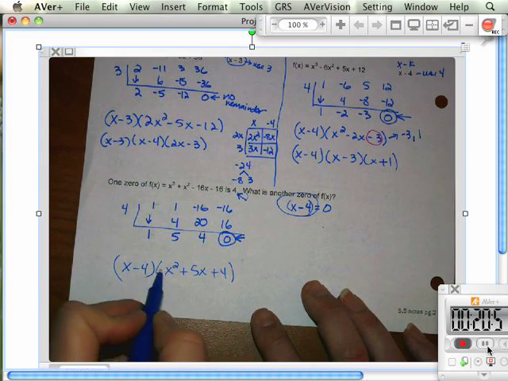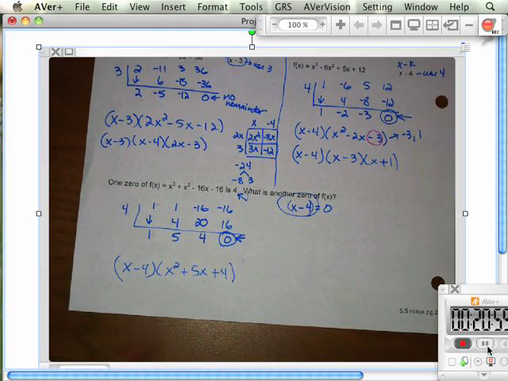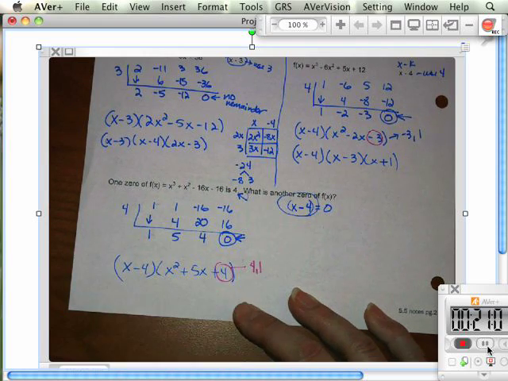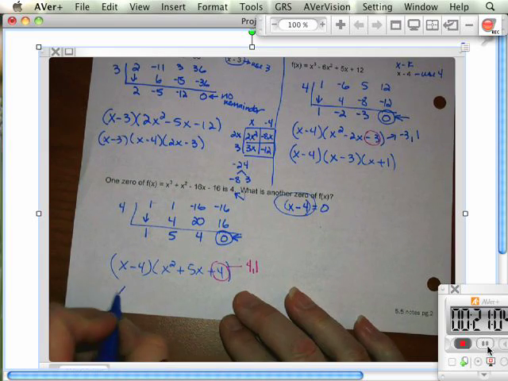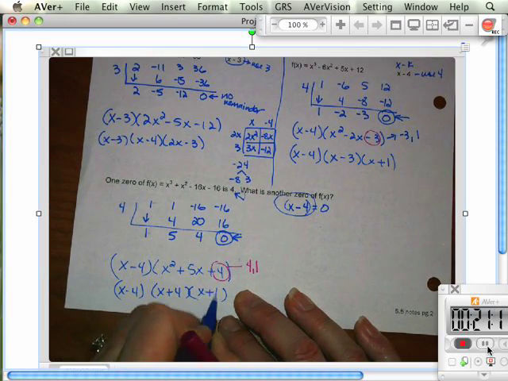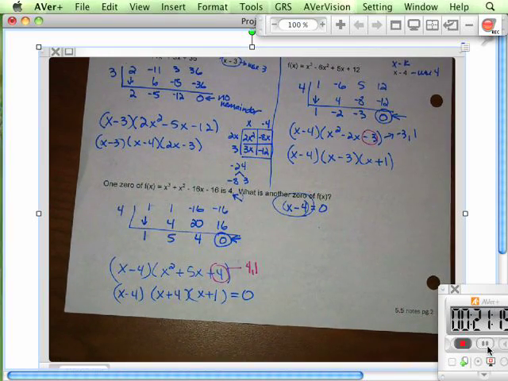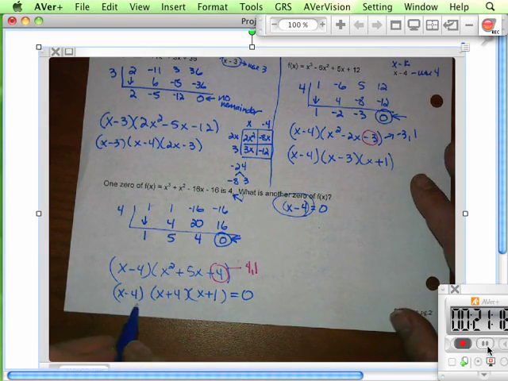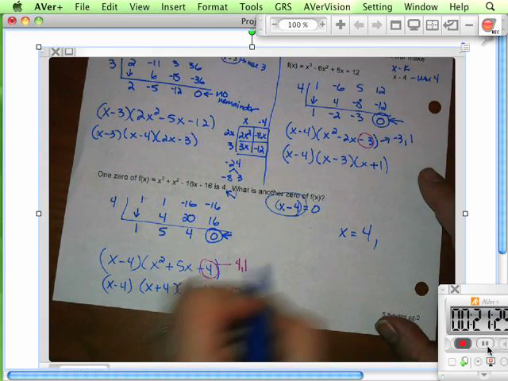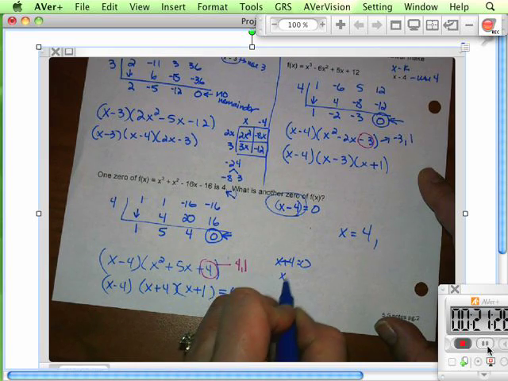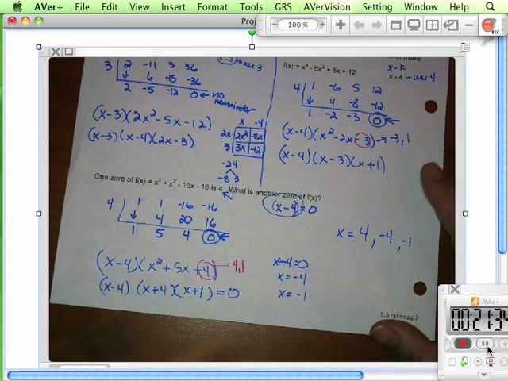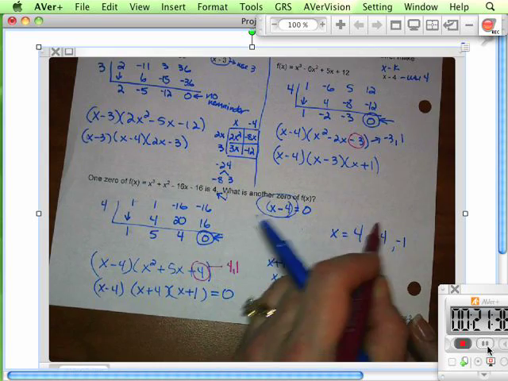Again, the leading coefficient is just 1, so it's real easy just to look at this last term and say, what factors of 4 add to 5? It'd be 4 and 1. So I'm going to write the trinomial as two binomials, x plus 4 and x plus 1. Set the whole thing equal to 0, which is how you find the zeros. You already know this is one of the zeros, 4. Then you set x plus 4 equal to 0 and find that another zero is negative 4, and another zero is negative 1. So they only asked me for one other zero, but I found both of them. So there you go.